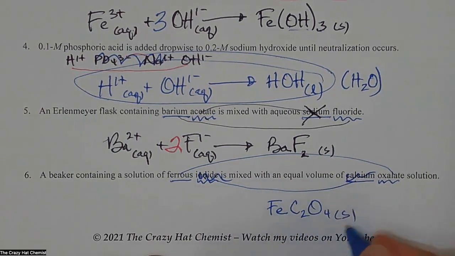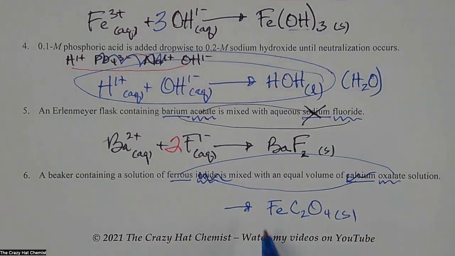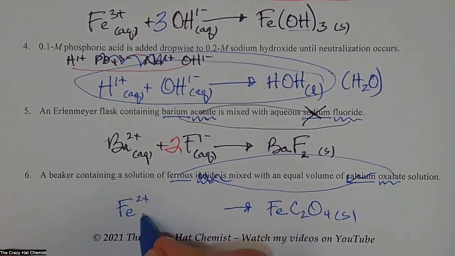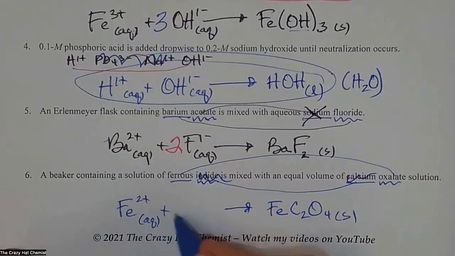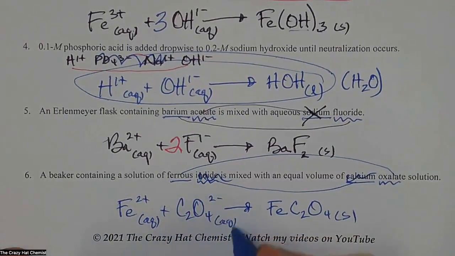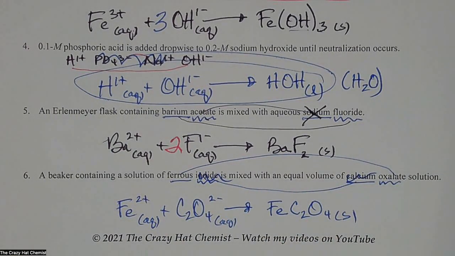FeC2O4, that's the solid. Okay, that's ferrous, which is a 2 plus. So Fe 2 plus, that's aqueous. Oxalate is C2O4 and a 2 minus, and that's aqueous. Perfect.